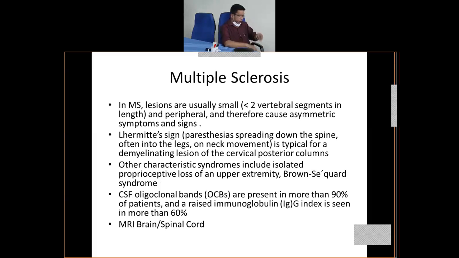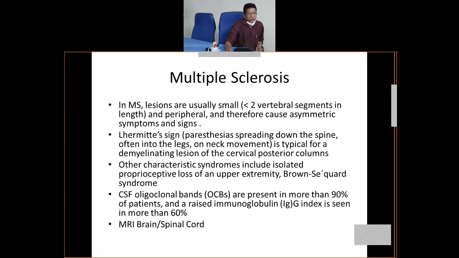Multiple sclerosis is one of the important demyelinating diseases. It is mostly present in females, and there is usually a history of relapse and recurrence. The first episode of multiple sclerosis is very difficult to differentiate from acute transverse myelitis. Presentation is almost the same as acute transverse myelitis, except there will be relapse and recurrence in the case of multiple sclerosis.